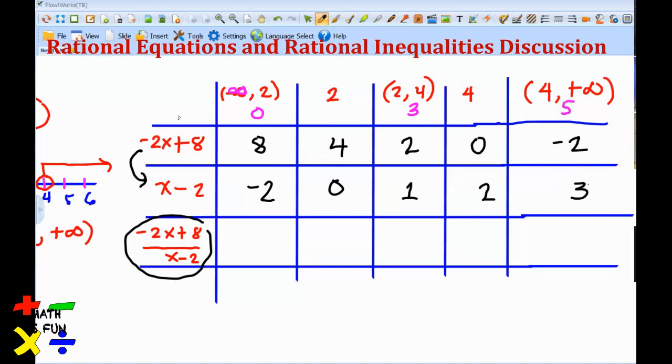Because this is the upper and this is the lower. Let us divide. 8 divided by negative 2 is negative 4, right? 4 divided by 0 is undefined. 2 divided by 1 is 2. It is positive 2. 0 divided by 2 is 0. Negative 2 divided by 3 is negative 2/3, which is also negative, right?